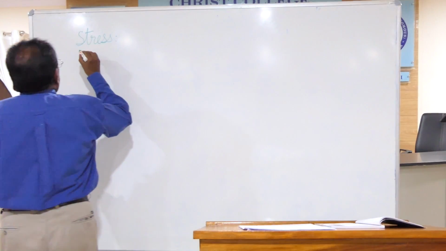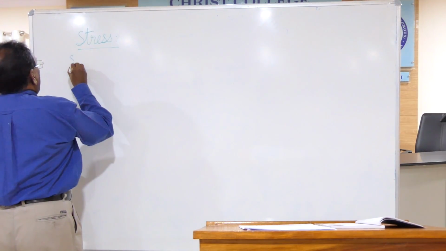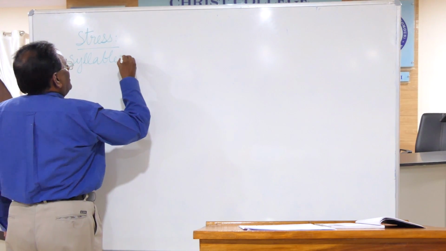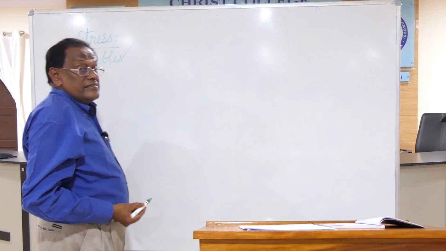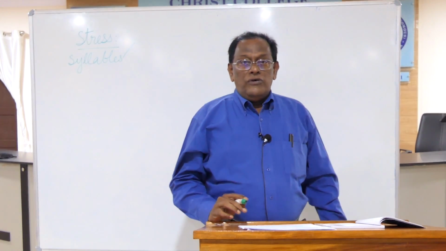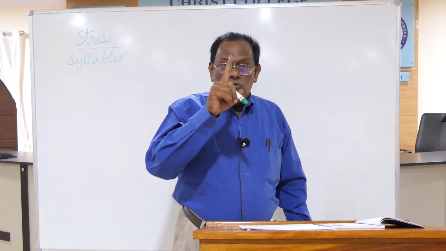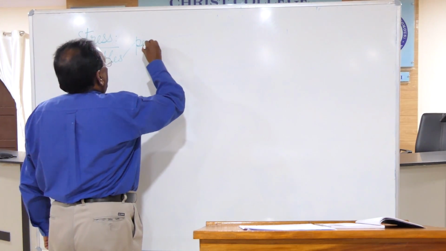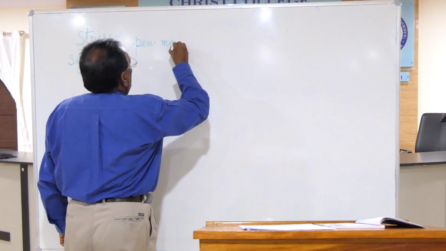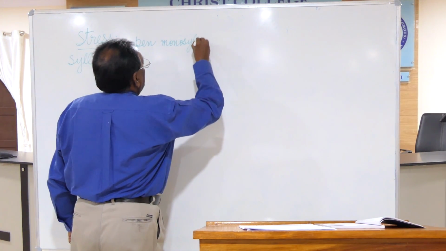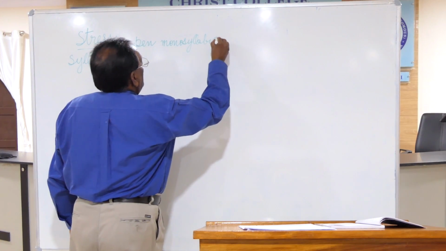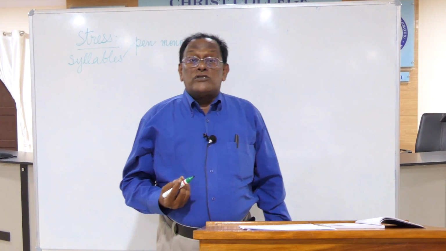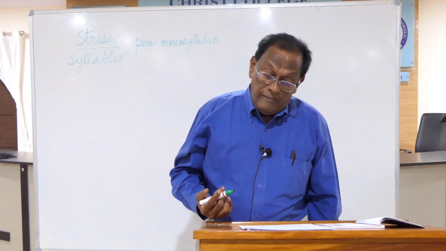Now, stress, syllables. Syllables are of different kinds. Syllable is the unit of sound, and there are words with one syllable, say for example pen, and it is called monosyllabic. Pen is a word with one syllable and it is called a monosyllabic word.